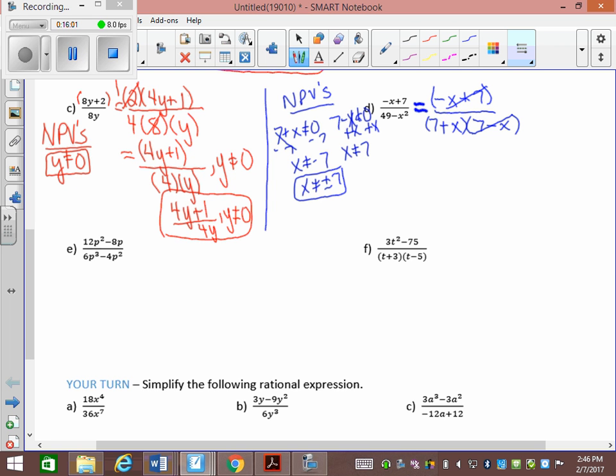When I cancel off the entire numerator, what's left behind? 1. So this is actually equal to 1 over 7 plus x. If you put just 7 plus x, that's going to be the common error, and it's wrong. You still have the 1 left. So when the entire numerator crosses off, you're left with a 1 on top. You have to have the 1 there. So our answer is 1 over 7 plus x, or x plus 7. It's the same thing. And then x can't equal plus or minus 7.